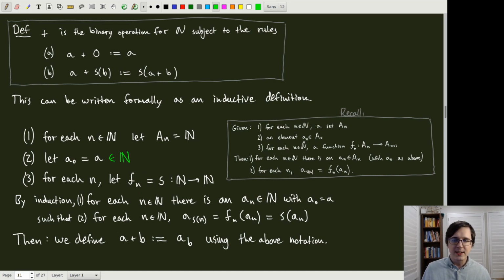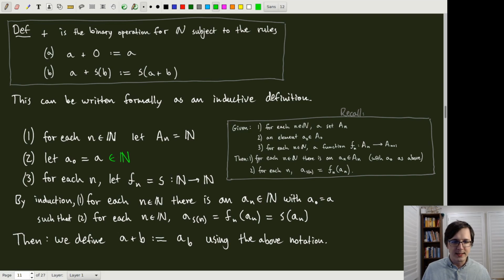3, we need for every natural number a function that carries something from An to An plus 1. And that's a lot of freedom there, but here we're just going to take the successor function itself for every single n. So f0, f1, f2, they're all just S. Okay, so given these 3 things, which we've now supplied, then we get 2 conclusions from the principle of inductive definitions. The first is that for each n, we have some number An that's in each of these sets, where additionally a0 is chosen to be just a itself.